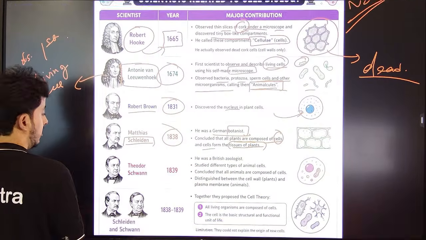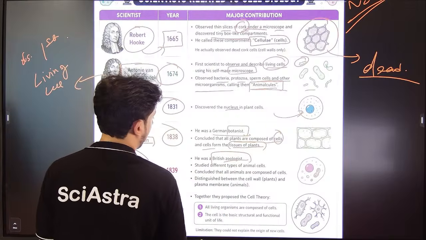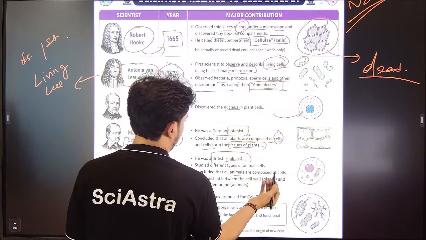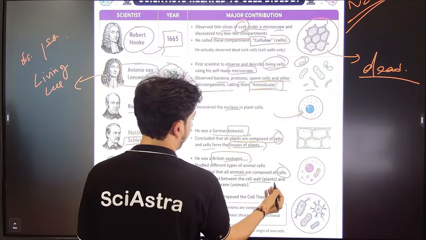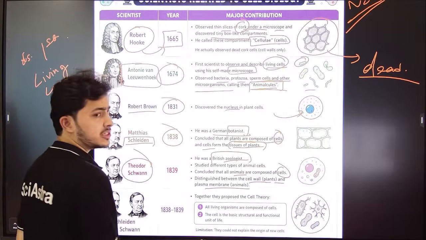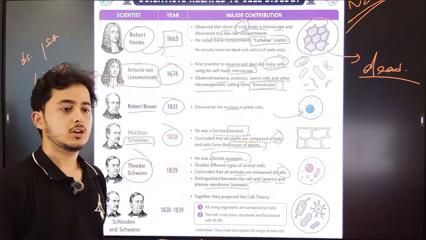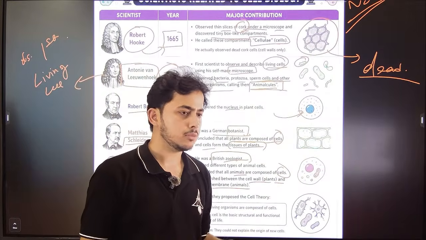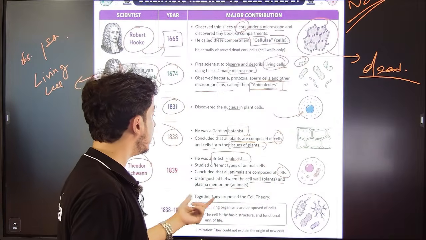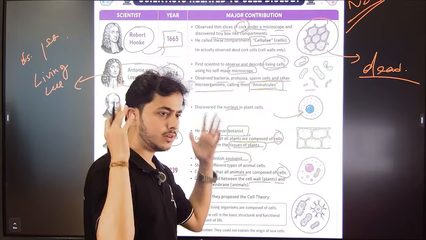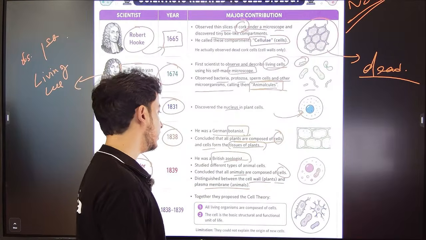Then comes Schwann. He was a British zoologist, and he studied different types of animal cells, and he concluded that all animals are composed of cells. He distinguished between plants and animals by the cell wall. In case of plants, I hope you know that you have a cell wall in addition to the cell membrane. What is the cell wall, what are its components, everything we will discuss in the next lecture. But the main difference between plant and animal cell is the difference in the outer structure. The first difference that you can see is the cell wall, correct? That is present in plant cell, absent in animal cells.